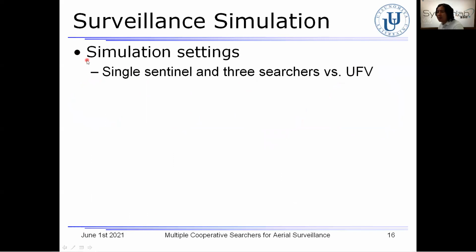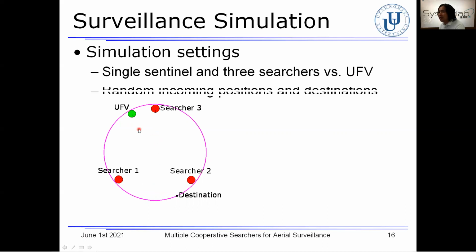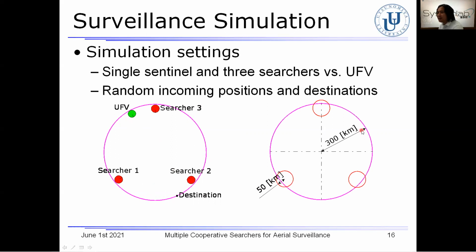In this simulation experiment, a single sentinel and 3 searchers are used for surveillance. Each episode, a target UFB comes into the surveillance area. The initial positions of the 3 searchers are as indicated in this figure. As for the target UFB, both the incoming position and the destination are randomly selected from the edge of the surveillance area. In the right figure, the sensing ranges of the sentinel and the searchers are provided.